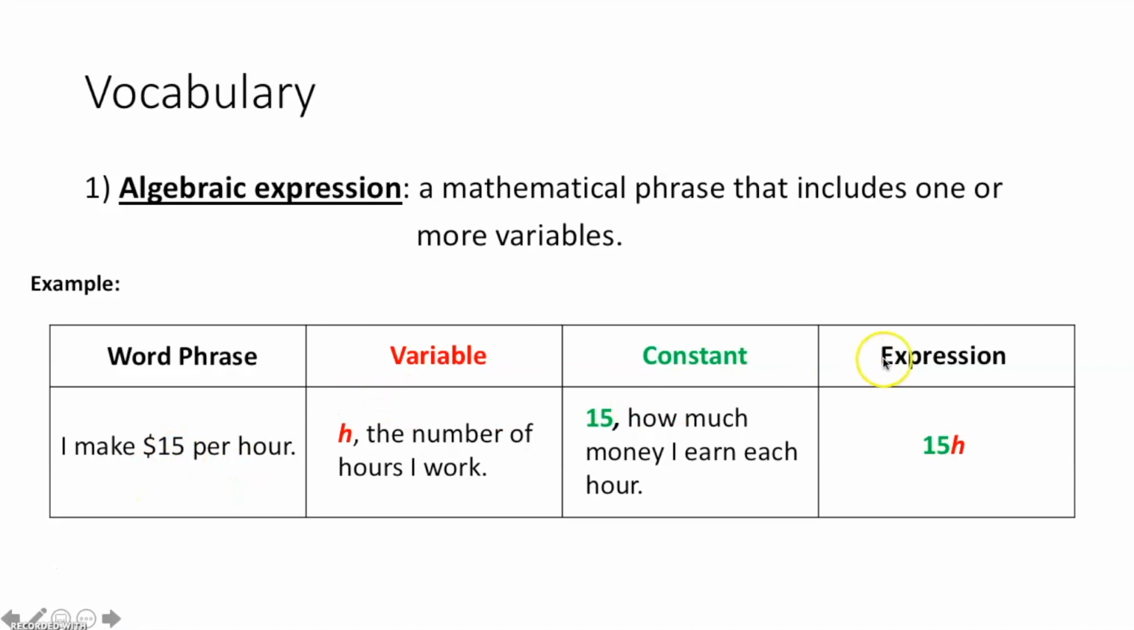Now, if I wanted to write an expression that would give me the amount of money I would earn after a certain amount of hours, H, I would write 15 times H, like I do here, or the product of 15 and H. This expression allows me to plug in whatever I want for H. So let's say I work 10 hours. I could plug in 10 for H and then do 15 times 10 and get how much money I would earn after 10 hours. That's our expression.